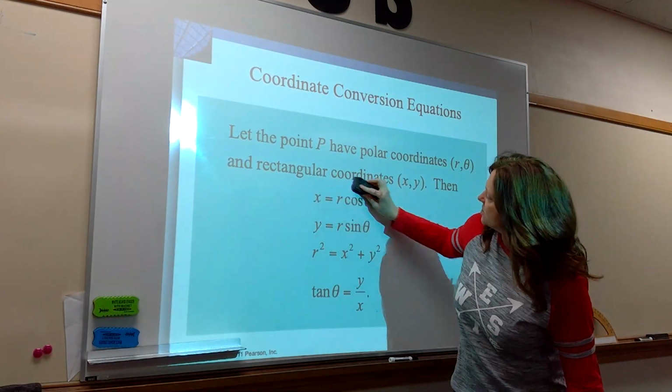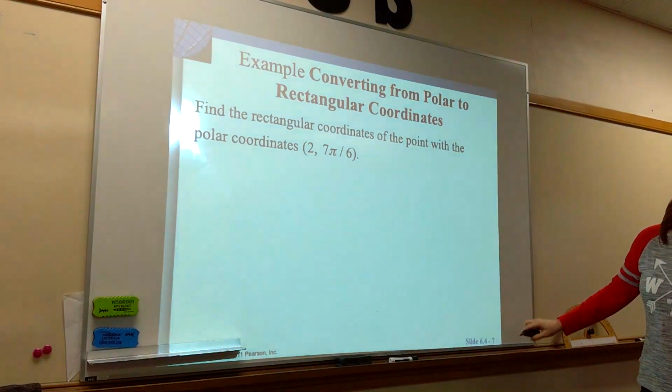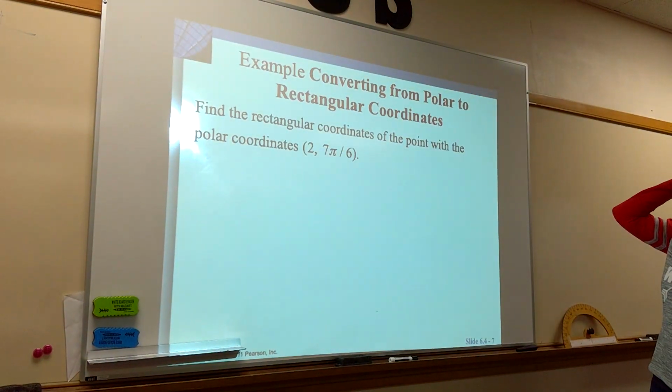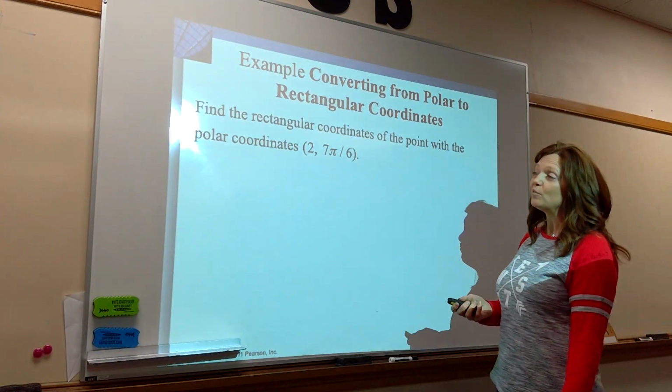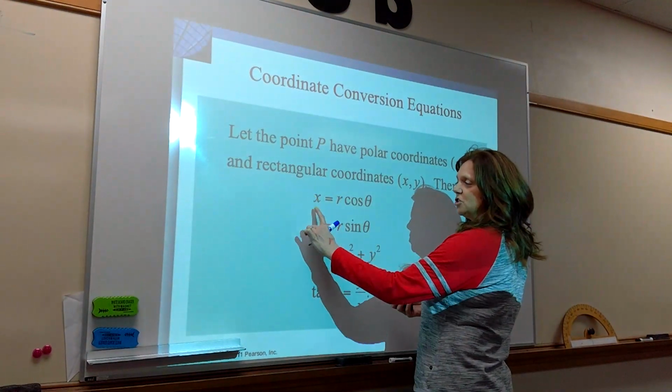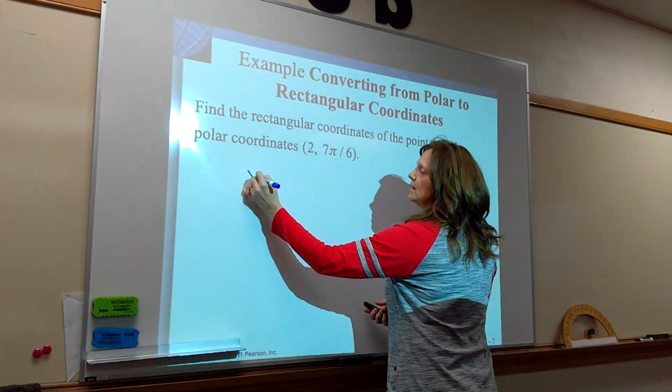So let's practice just a couple of those examples, see how they work. Okay, so find the rectangular coordinates of the point with the polar coordinates. So again, if I want rectangular, I want these two conversion formulas. X is going to be r cosine theta.